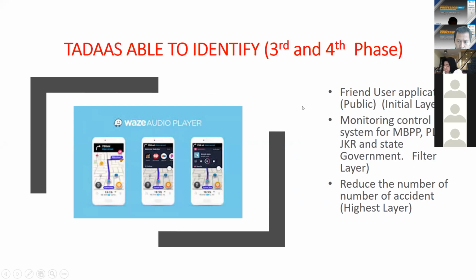The public can put in a lot of things as an initial layer, but it will be monitored and controlled by the local government and highway agencies, and they will filter certain layers. Finally, our aim is to reduce the number of accidents in a real-time system.